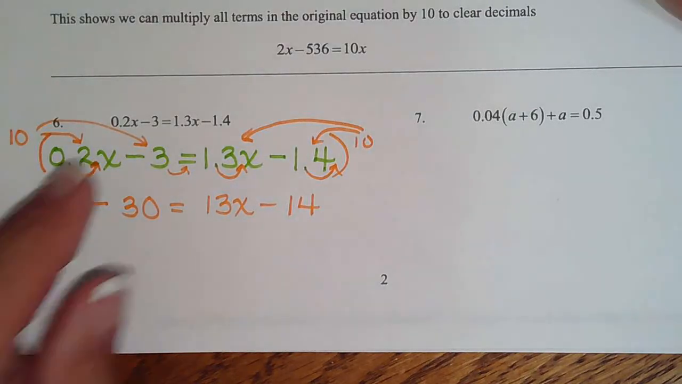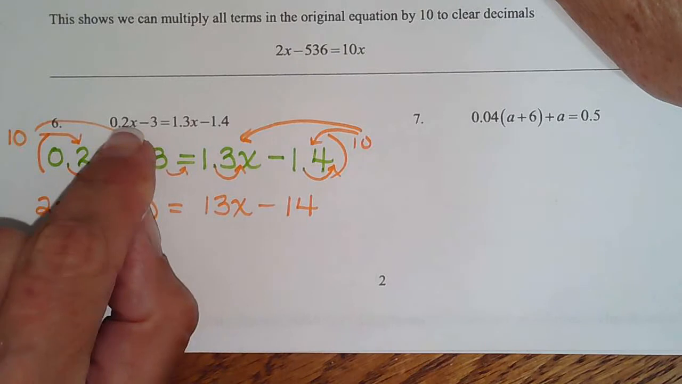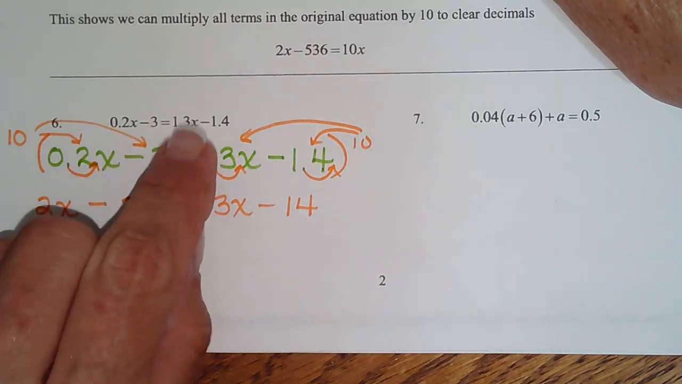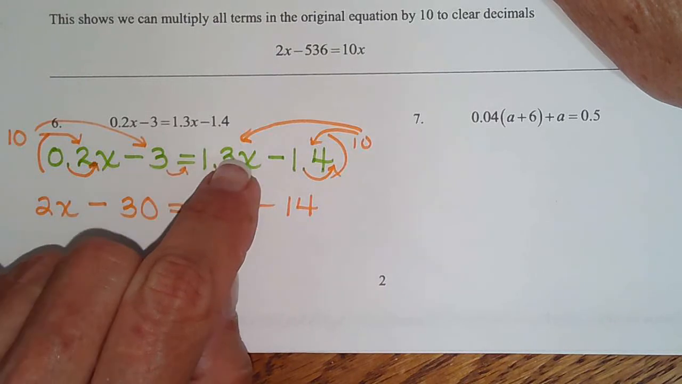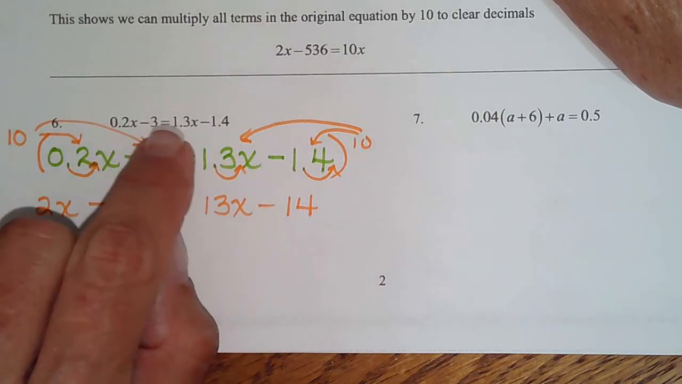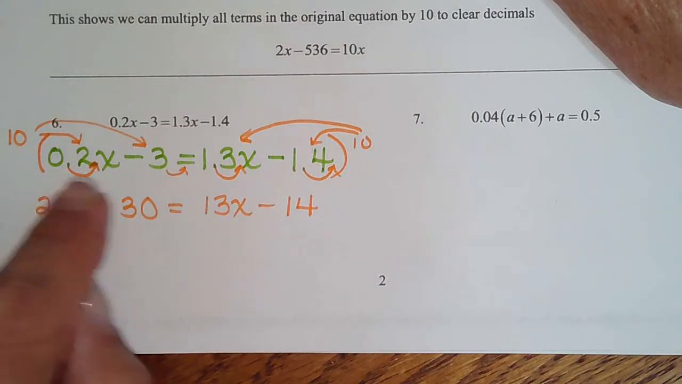We were just discussing on number 6 how because there's one decimal place, this would be over 10. And this is a whole number, so it's over 1. So we found the common denominator to be 10.